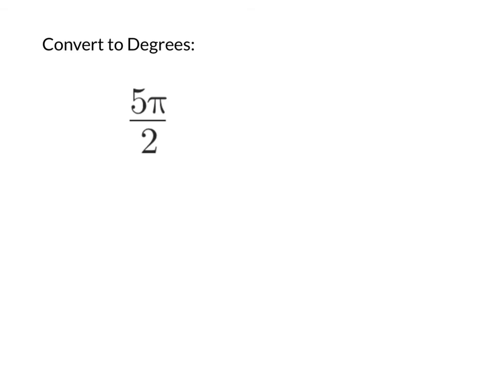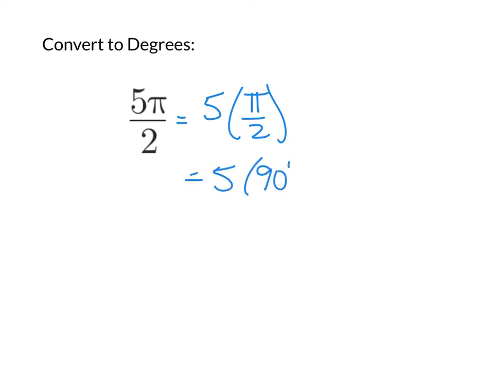If we were going to convert the other way, one way we can do this is looking at this as being a fraction. 5 times pi over 2. And if you remember, pi over 2 was 90 degrees. So this will simplify to 450 degrees.